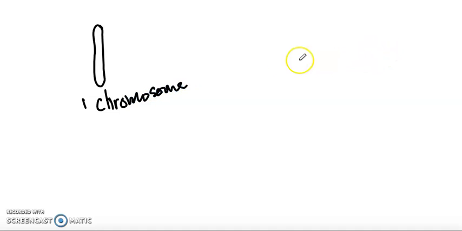So again, if you have the one chromosome, right? One chromosome, okay? That is one chromosome. If we end up with this structure, this means that the chromosome has been replicated, okay?